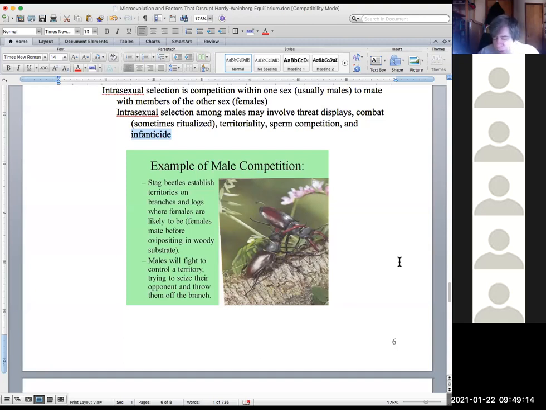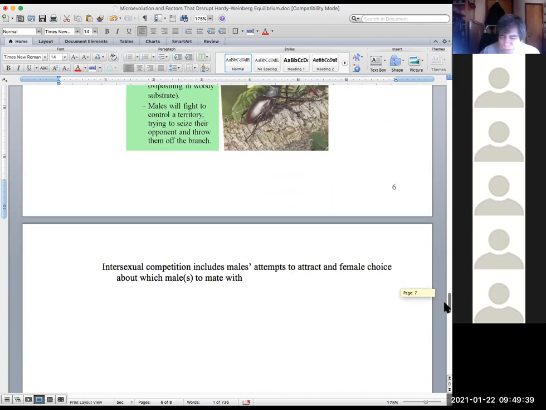But the reason they do this is because females will lay their eggs on an area of a woody tree branch. And the females mate right before they lay the eggs, literally a few minutes before they lay the eggs. So if a male can throw an opponent off, now he has this little tree branch that he can patrol and mate with any females who happen to light here, who land.